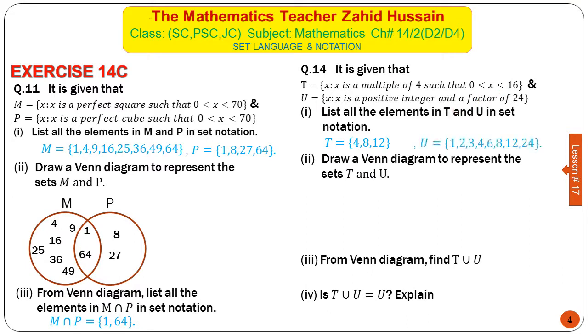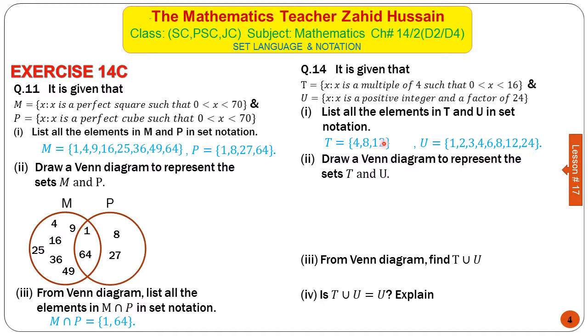And U is a set of all x such that x is a positive integer and factor of 24. So factors of 24 are 1, 2, 3, 4, 6, 8, 12 and 24. So set T is this and set U is this. Now you will draw the Venn diagram. In the second part you are asked to draw the Venn diagram representing T and U. So again look whether these two sets are disjoint sets, overlapping sets or one is a subset of the other.